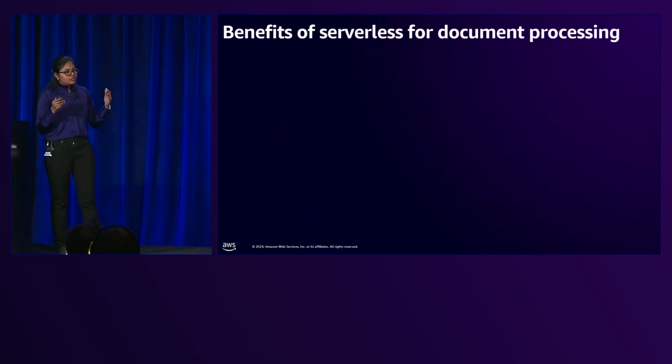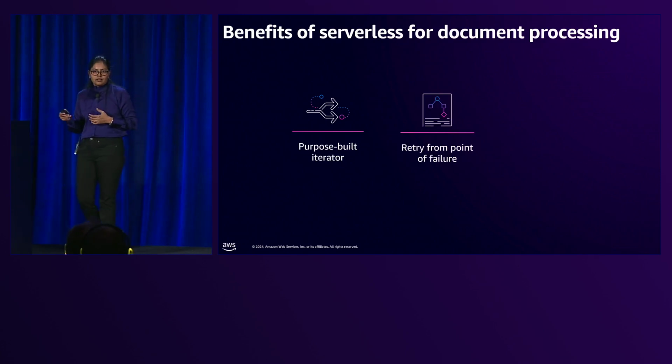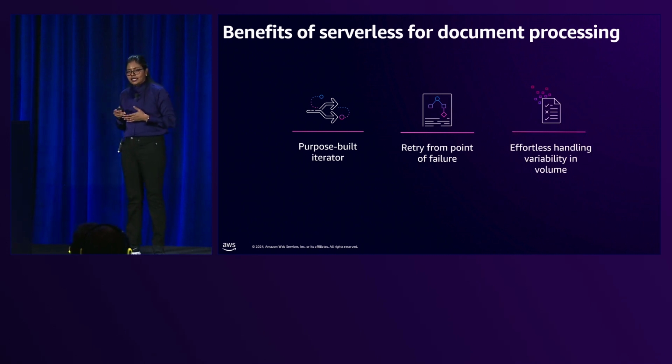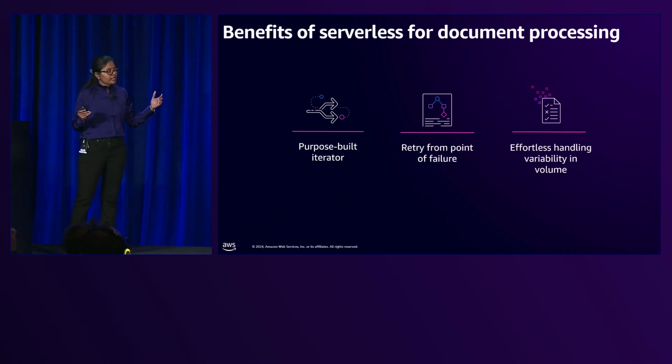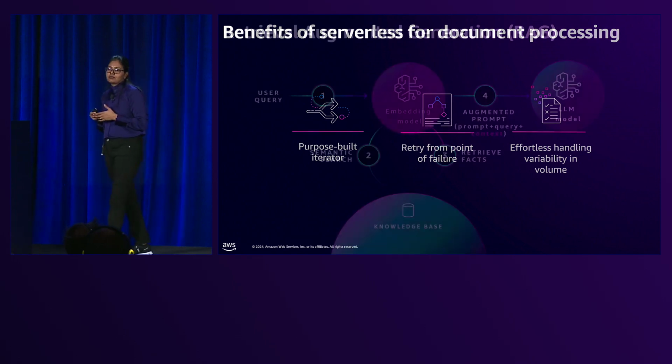And so what we just saw is how distributed map, a purpose-built iterator, can simplify processing large-scale data. Redrive from the point of failure is a lifesaver because data can be messy and unpredictable, especially when you're dealing with large data. Whether you're processing 10 documents or 10,000 documents, serverless handles that variability really, really well. And so that you can focus on what matters to you the most, which is delivering the business value.